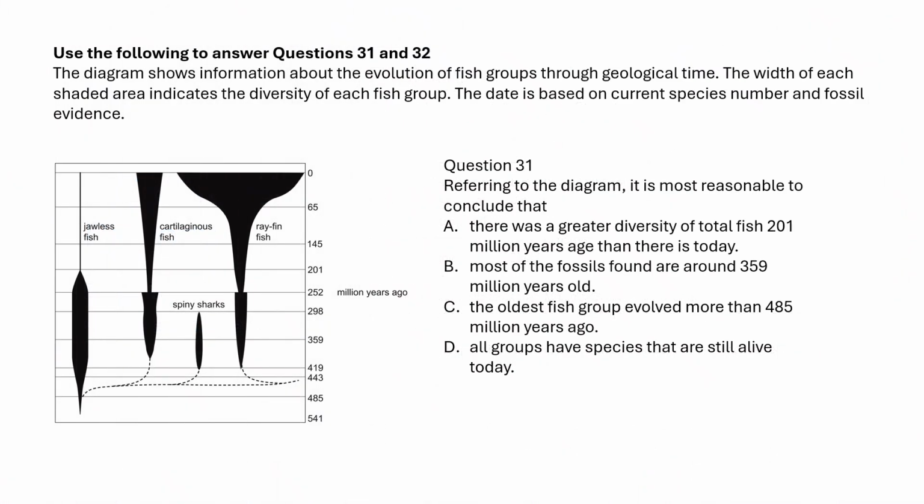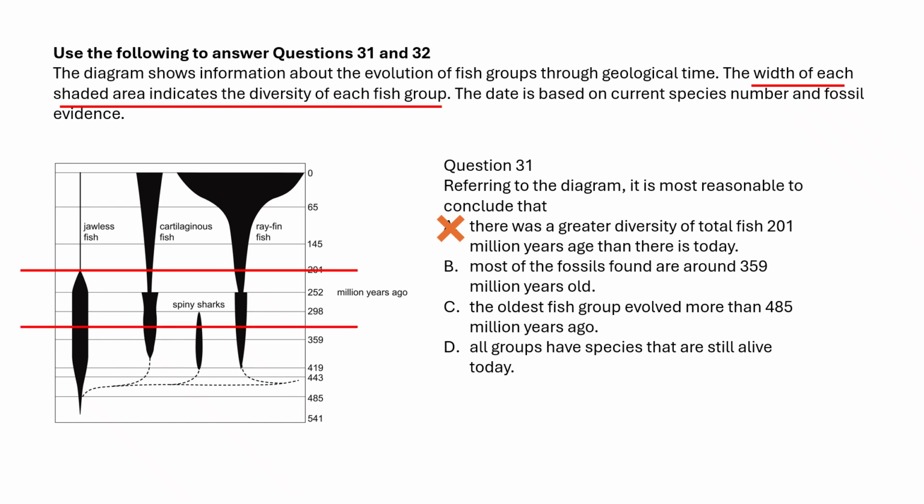This diagram visualizes how different fish groups have evolved and diversified over geological time. The wider the shaded area, the greater the diversity of that group. Interestingly, the total diversity of fish 201 million years ago was less than what we see today. Most of the fish fossils discovered are about 300 million years old, not 359 million. We also learn that the very first fish group appeared over 485 million years ago, and spiny sharks died out 298 million years ago.